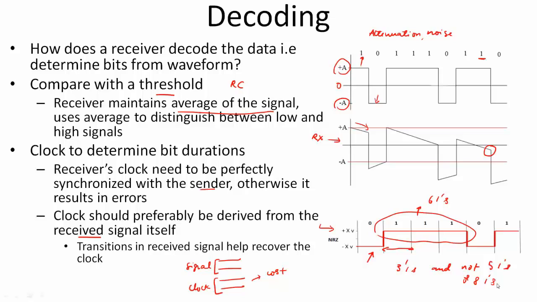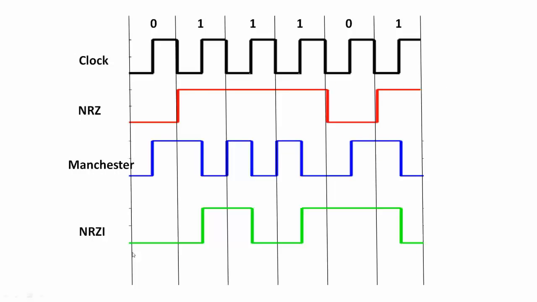So how is that possible? Basically via transitions in the received signal. So look at this figure. Whenever there is a transition in the signal, for example, you are going from low to high voltage, you know that this is a clock boundary. So again, this is a transition, this is another clock boundary. Transition, another clock boundary. So based on these transitions, you can recover the clock.